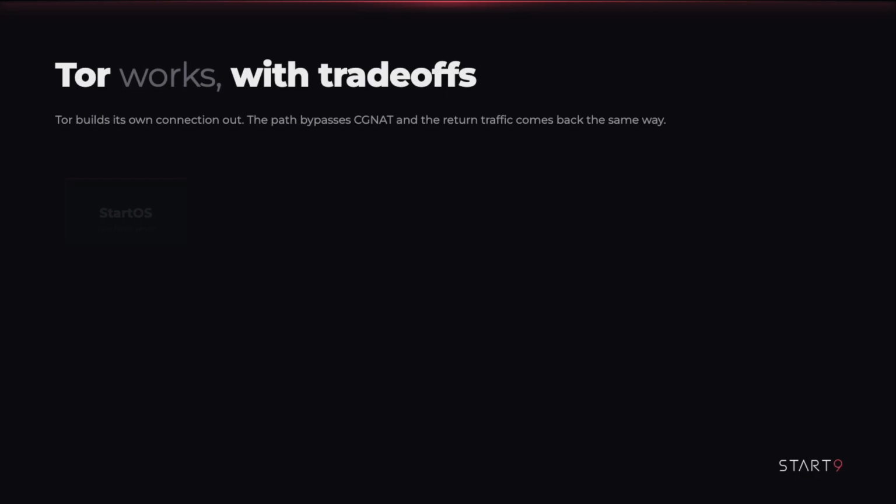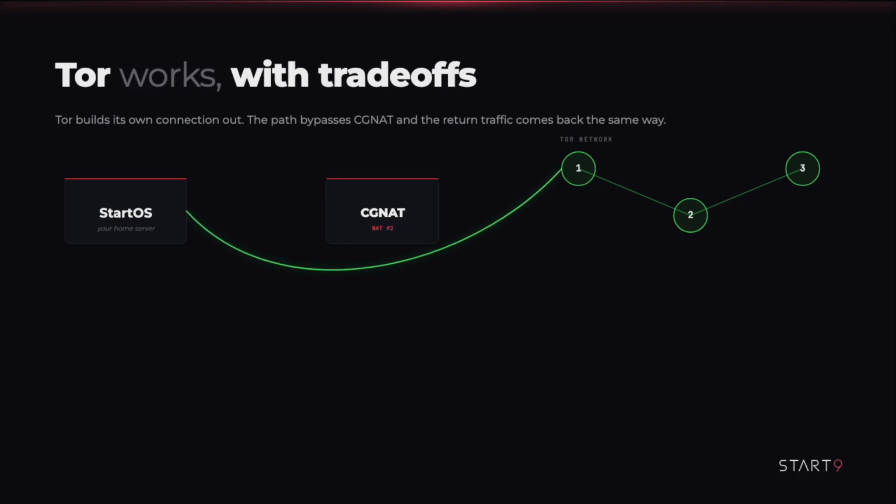Tor also works, but with some trade-offs. Tor doesn't need inbound on your router. It builds its own connection out and listens through that. So you can run a Bitcoin node over Tor behind CGNAT and actually serve peers. The downside is speed. Blocks are going to arrive later, hosted services load slower for visitors, and Lightning over Tor has fewer peers and worse routing than clearnet.